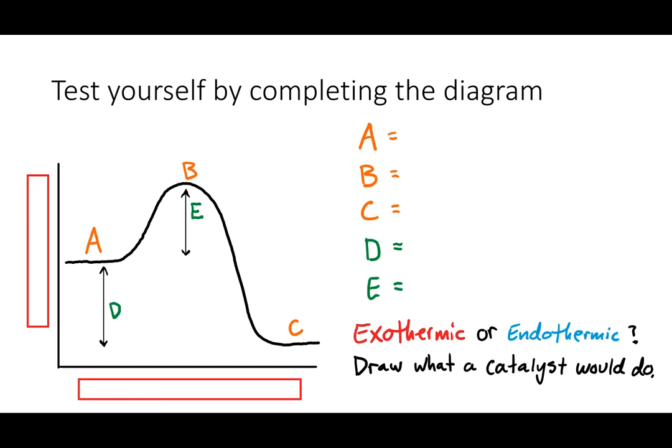Okay, go ahead and test yourself by completing this diagram here. So I want you to list A through E, answer whether it's exothermic or endothermic, and draw what a catalyst would do. And also label these two axes. Go ahead and pause the video and give this a try.